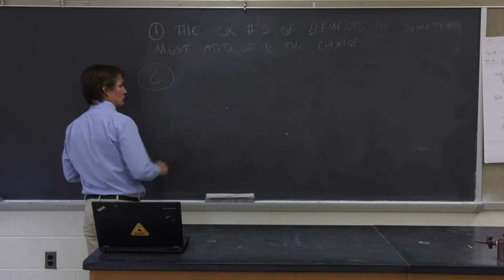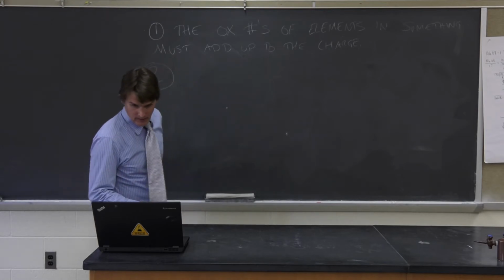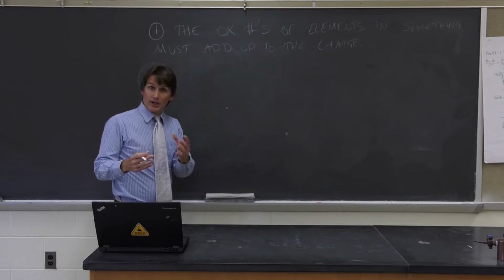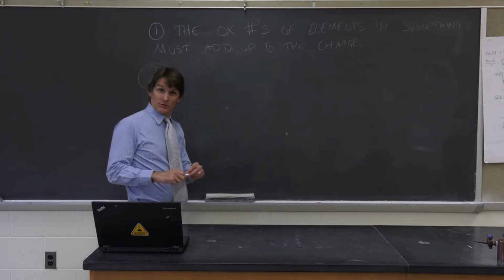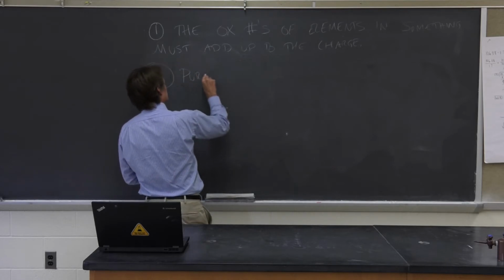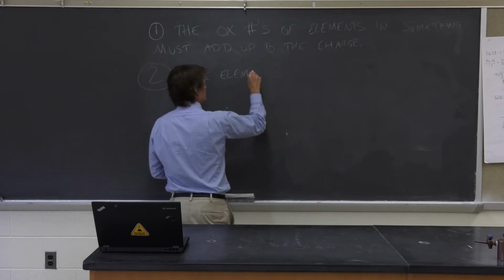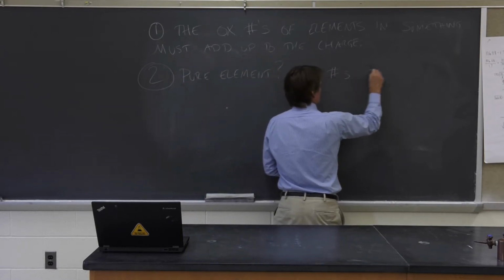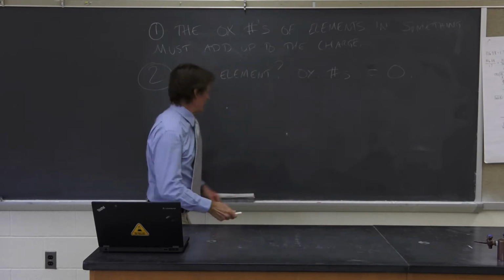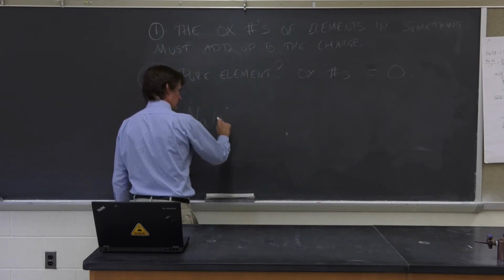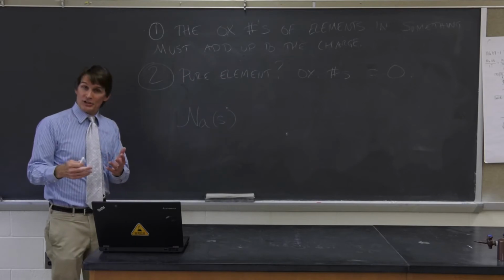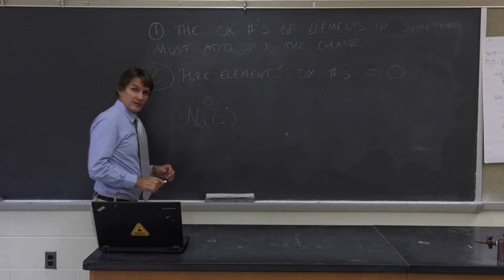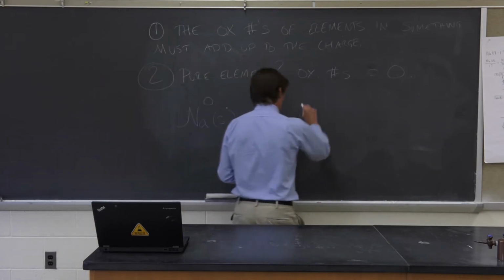Let's go to rule number 2. If you have a pure element, the atoms in a pure element get the oxidation number of 0. So you've got a pure element, oxidation numbers are going to be 0. For example, if I have sodium metal, I'm going to give the sodium in sodium metal, it's just an element, an oxidation number of 0. But be careful. You might see this.